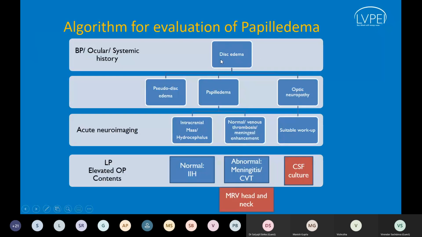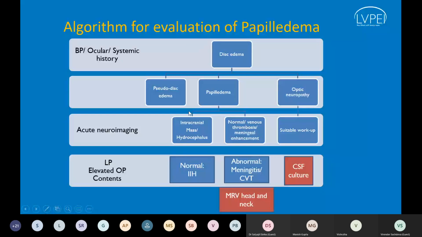When you're looking at a patient with disc edema, rule out pseudo-disc edema and papilledema, and keep in mind whether it's an optic neuropathy, that is with vision change. If it is an optic neuropathy, we'll do a suitable workup. We'll discuss a little bit in brief, and a little bit in more detail later on.